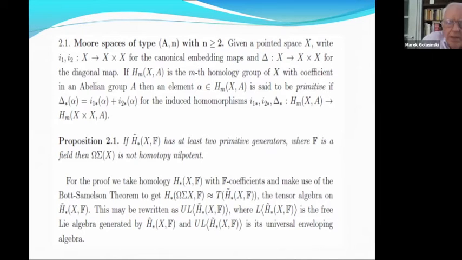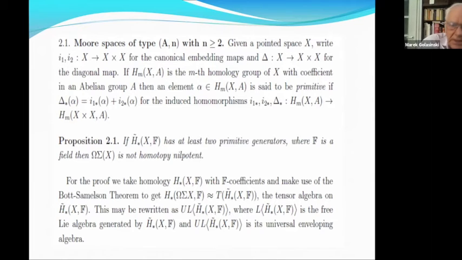I have no prepared proof, but there is some idea. For the proof, we take homology of X with F coefficients and make use of the Bott-Samelson theorem. Then we get that the homology of the loops on the suspension of X is isomorphic to the tensor algebra on the reduced homology.